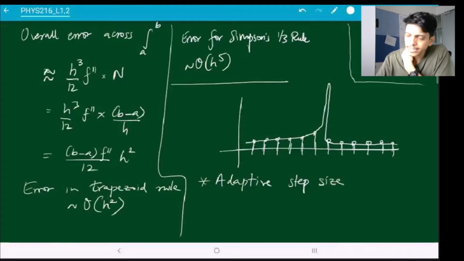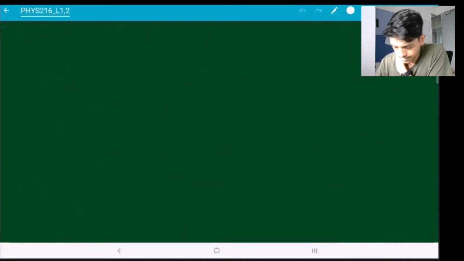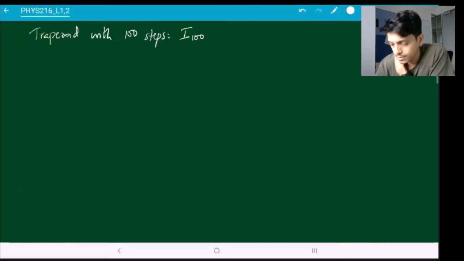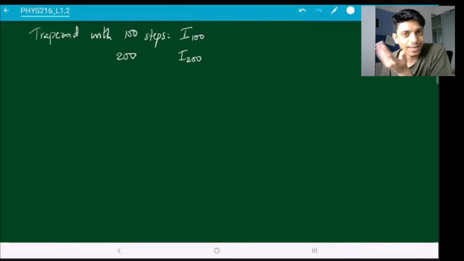Again, let's go back to the trapezoid rule because that's easier to understand and to write down. Suppose first you decide to do the trapezoid rule with 100 steps. And the answer you get from that, let's call it I100. Now you increase this. So now you do this with, let's say, 200 steps. And then you call this I200. And then you see how much your answer has changed. If the answer has not changed much between 100 and 200, if the difference is negligibly small, then you say, okay, fine, this is good enough for me.